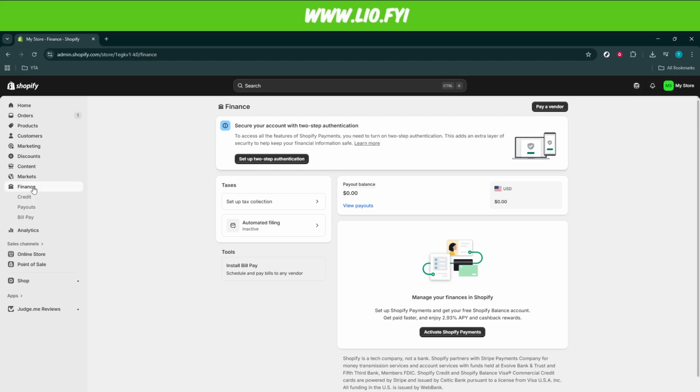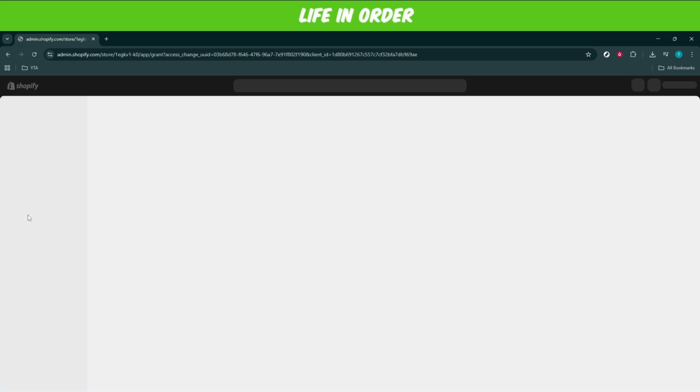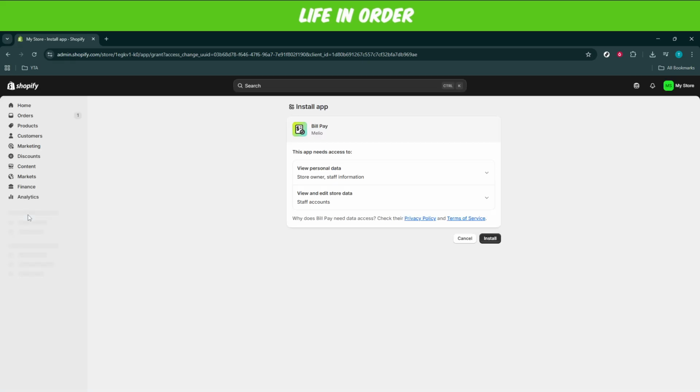healthy and profitable. The next step is to select Bill Pay. It's essential to manage your bills efficiently to maintain smooth operations. When you click on Bill Pay, it's essentially a gateway to managing outgoing payments that your store needs to handle. Whether it's service fees or payments to vendors, having a grasp on this section will keep your cash flow in check and prevent any financial hiccups.